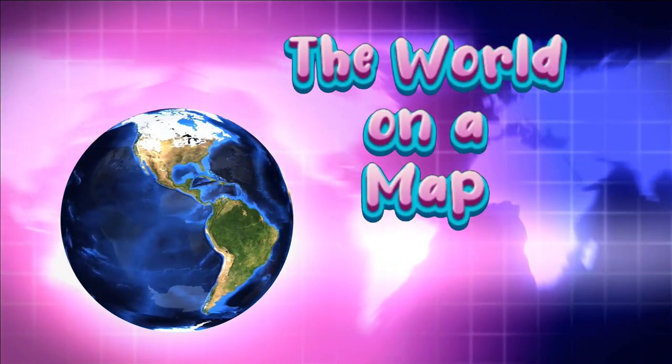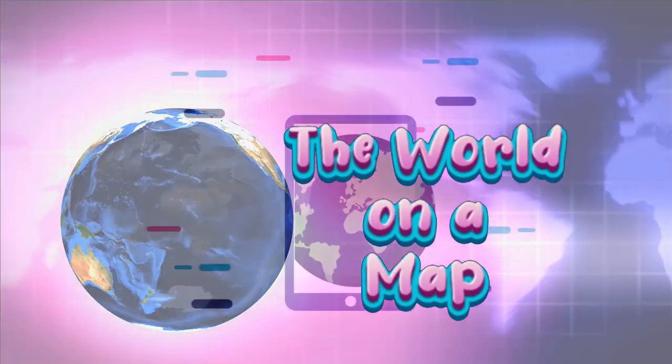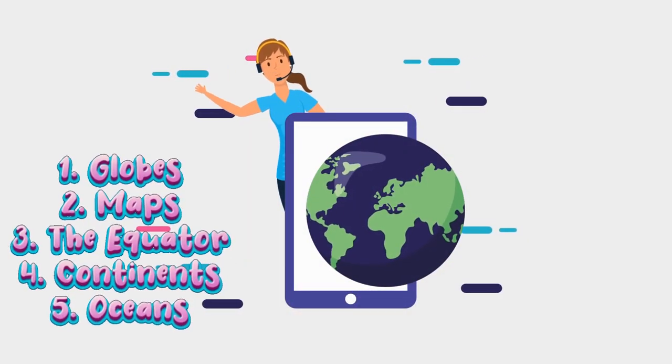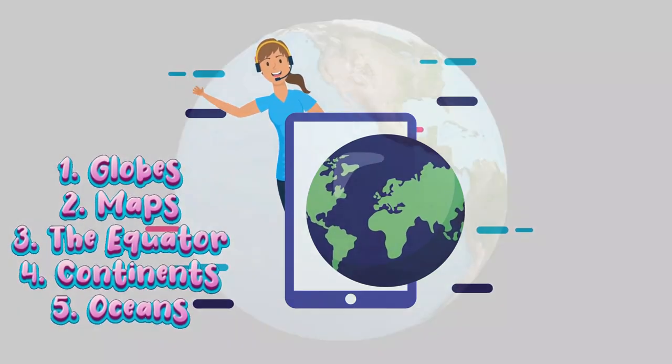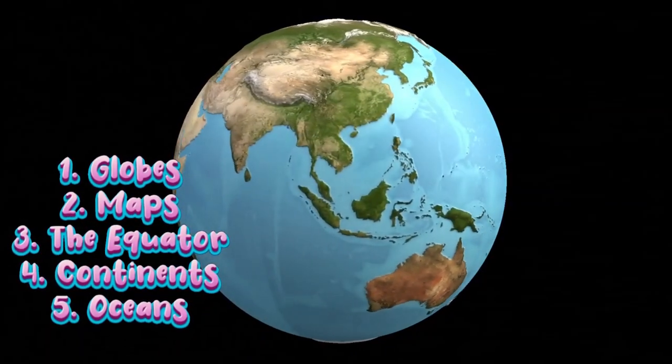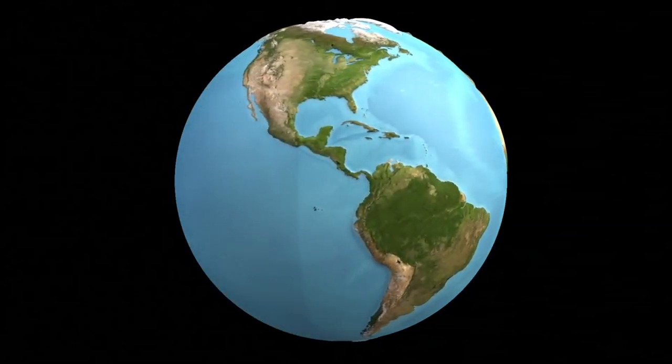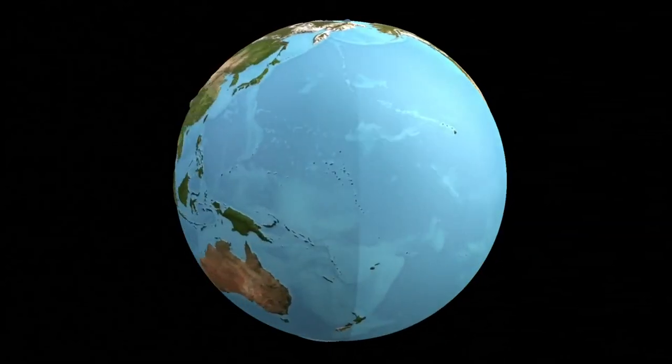The world on a map. Hi kids. Today we are going to learn about globes and maps, and then about the equator, continents and oceans. Let's go. The Earth is covered with land and water.